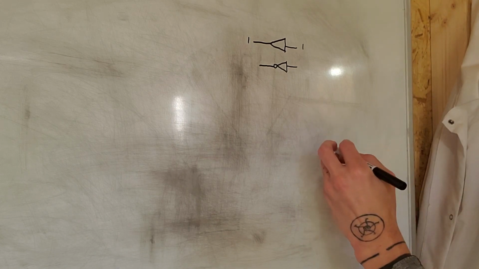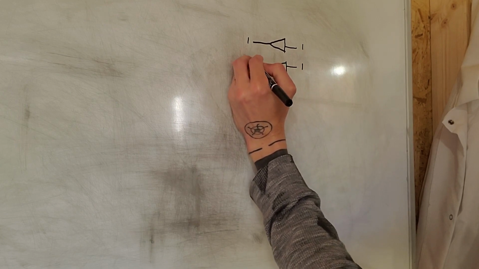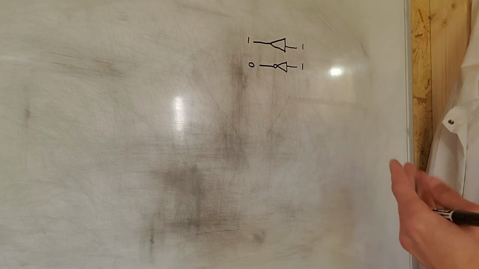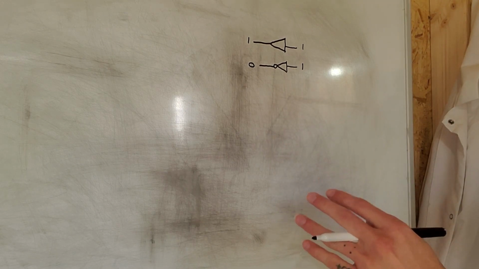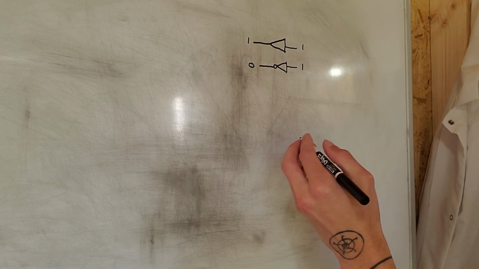So this being an inverter, an input of 1 would equal an output of 0, and vice versa. These are just the single input gates. But then we have multiple input gates.